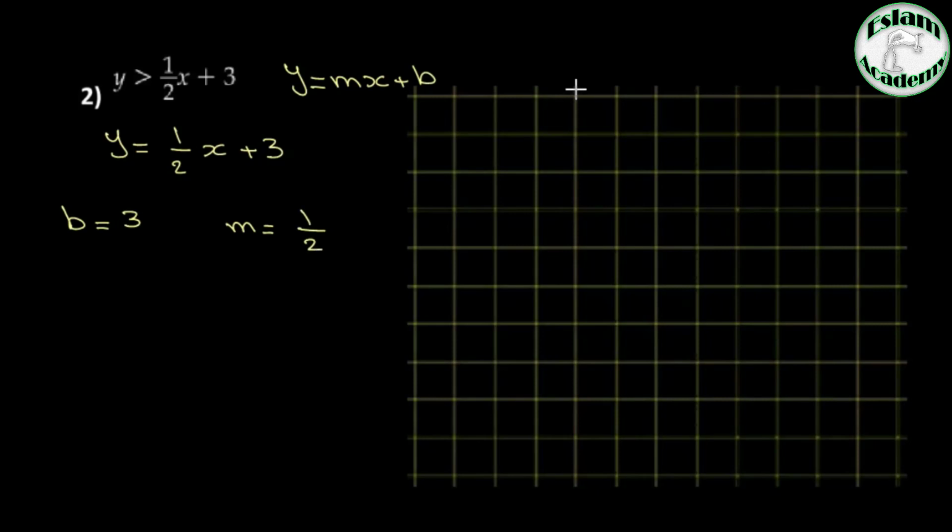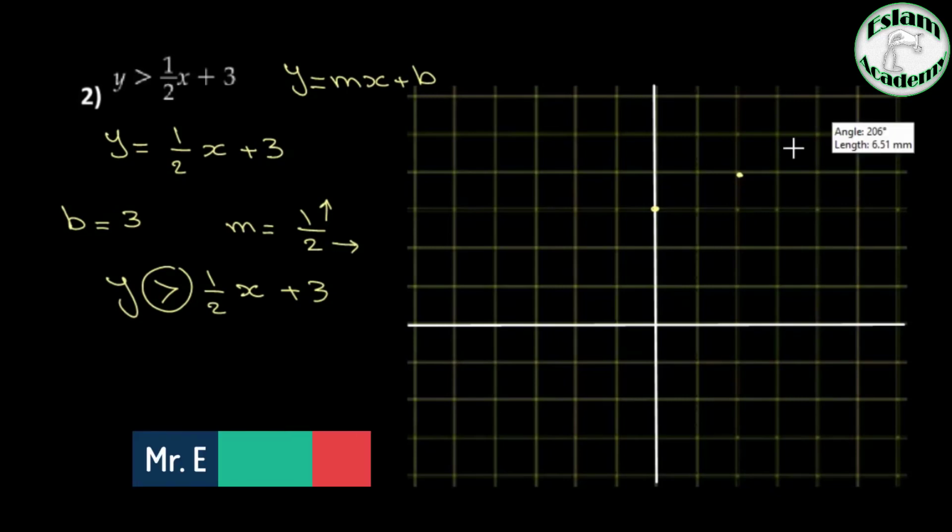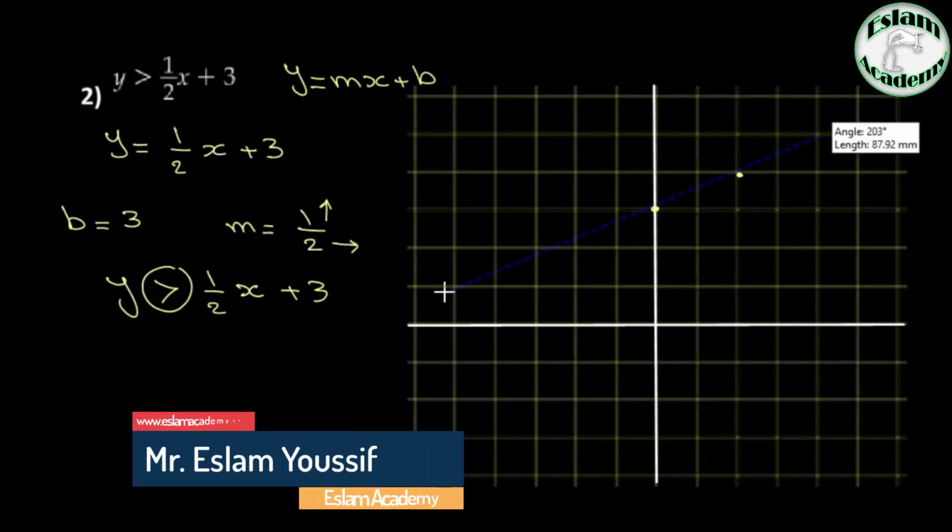Now we'll graph the line. We'll start from the starting point, which is 3. The slope is equal to 1 over 2. It means rise up 1 and run 2. So it's going up 1 and running 2. So that is the second point. But be careful. If you want to graph the line, go back to the inequality. y is more than 1 over 2x plus 3. Because we have more than, it must be a dashed line. So we can graph the line.